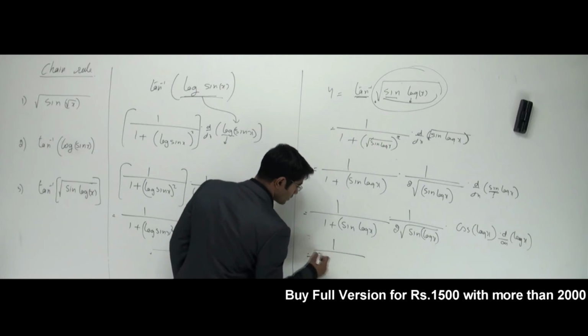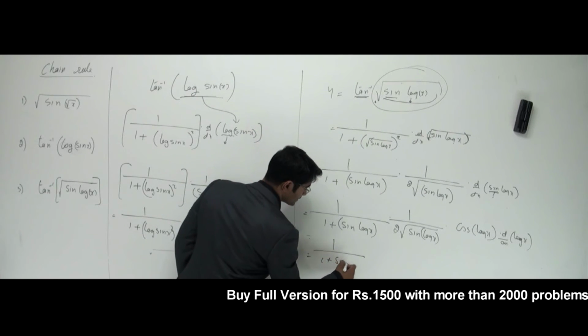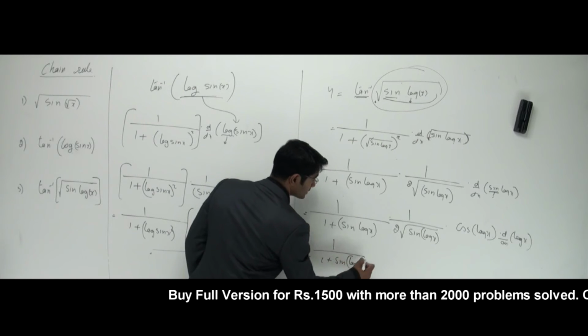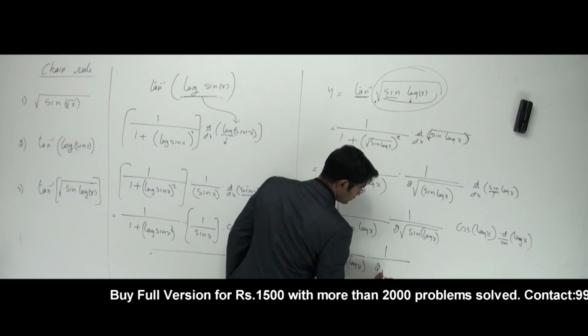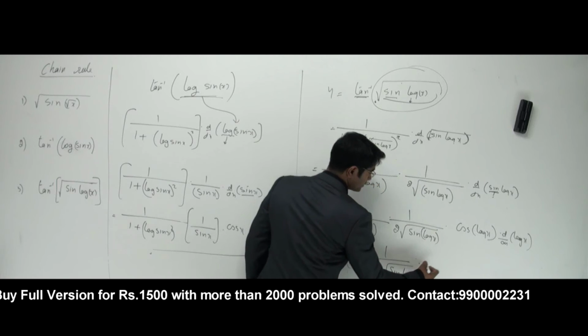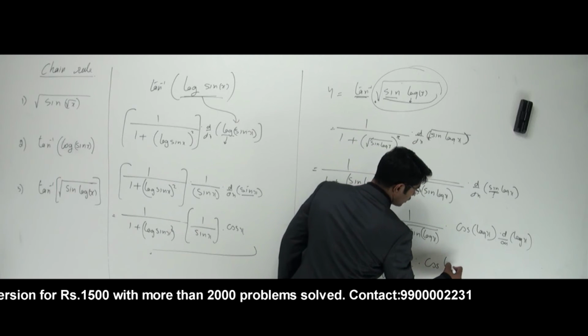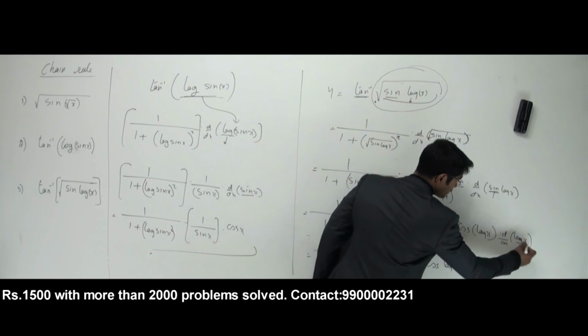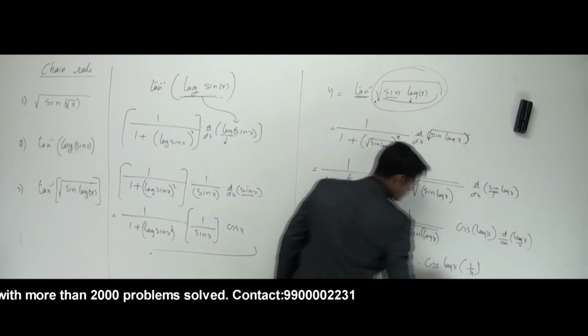Now what's the last step? I write 1 by 1 plus. I need to keep writing this because I've already done this. 1 by 2 root of sine log x into cos log x into differentiation of log x, 1 by x, and that's all about it.